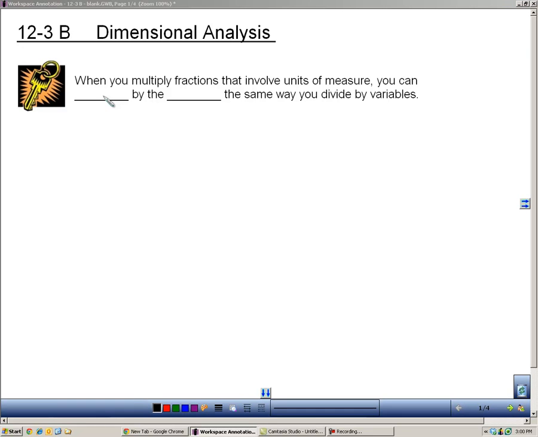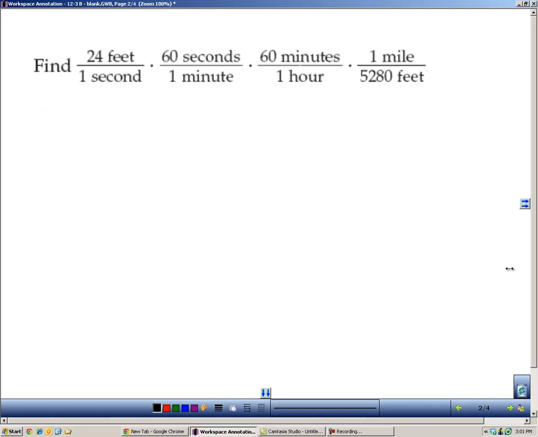Section 12.3b is about dimensional analysis. This is something that you can use in science or whenever working with real-world problems that have units included. When you multiply fractions that involve units of measure, you can divide by the units the same way you divide by the variables. Let's take a look at what that looks like.